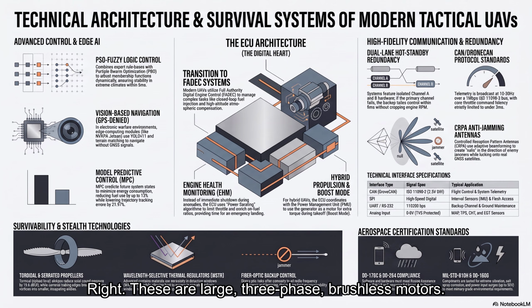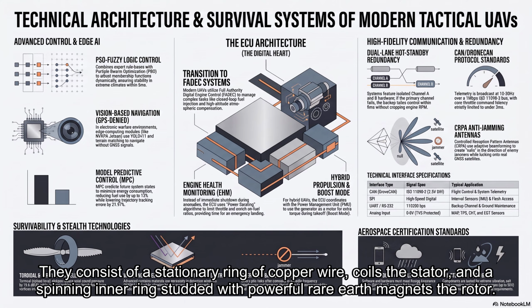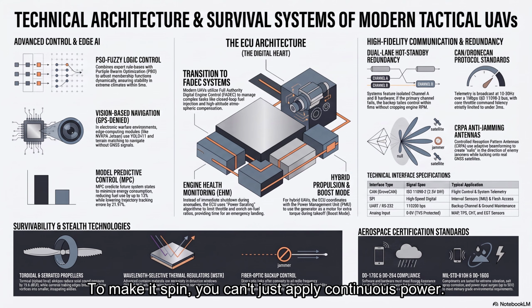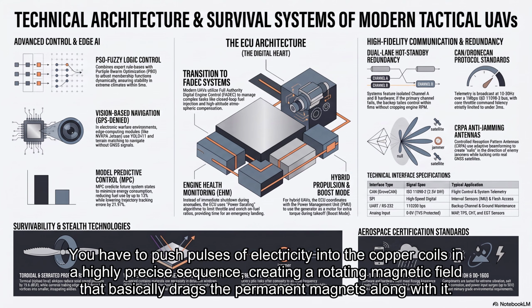Right. These are large, three-phase, brushless motors. They consist of a stationary ring of copper wire coils, the stator, and a spinning inner ring studded with powerful rare earth magnets, the rotor. To make it spin, you can't just apply continuous power. You have to push pulses of electricity into the copper coils in a highly precise sequence, creating a rotating magnetic field that basically drags the permanent magnets along with it.